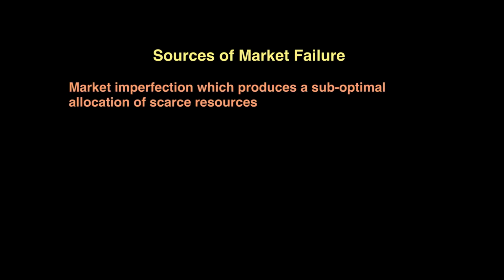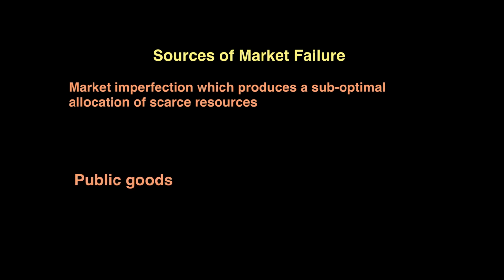Market failure can be defined as a market imperfection which produces a suboptimal allocation of scarce resources, which is not as efficient as it might otherwise have been. It therefore occurs when there is an inefficient allocation of resources in a market economy. Let's look at some of the sources or reasons for market failure.